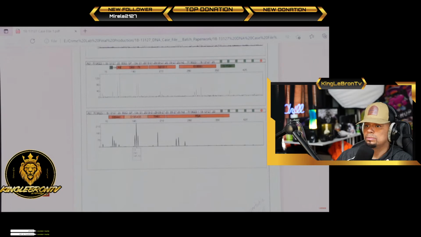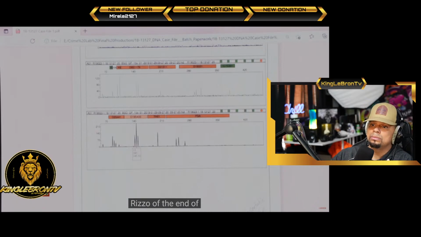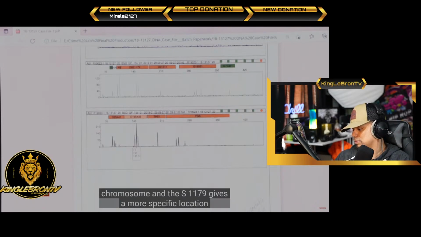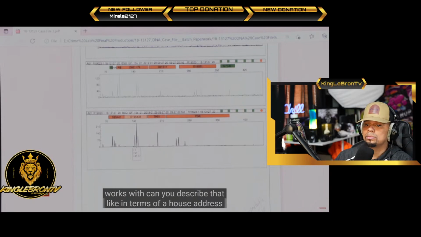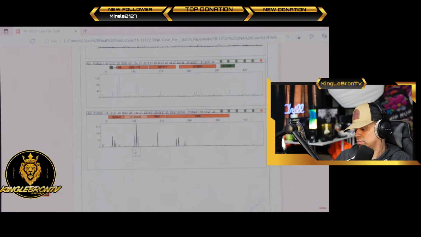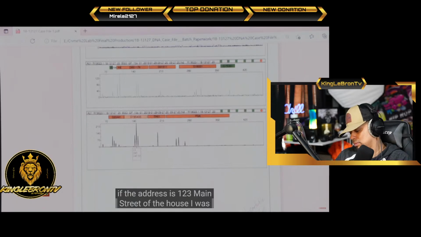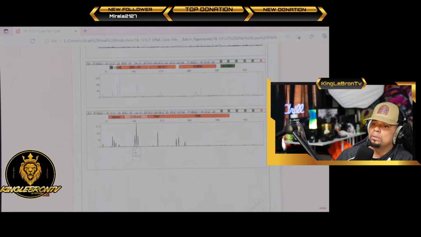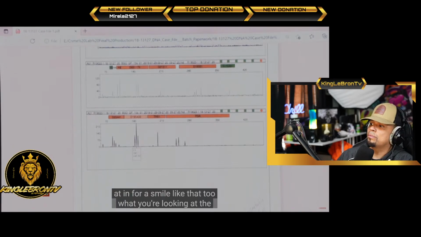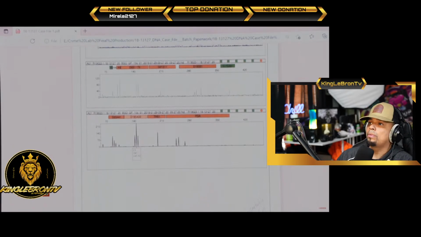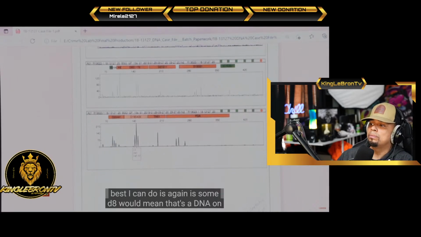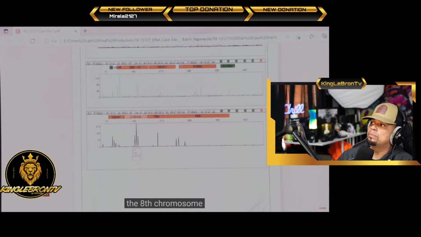In terms of you said it's a D8, is that the address of where this STR is located? That's essentially what that is. It's the location on the chromosome, the 8th chromosome, and then the S1179 gives a more specific location on where it's located. Can you describe that in terms of a house address? If the address is 123 Main Street of a house, how would that correspond to what you're looking at here? The best I can do is, again, D8 would mean that's DNA on the 8th chromosome, and the S1179 gives a more specific location on that chromosome.